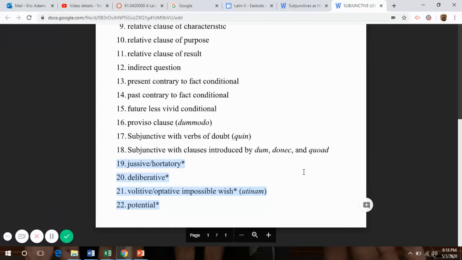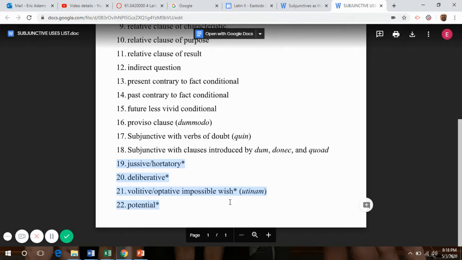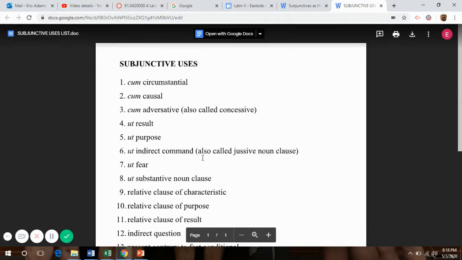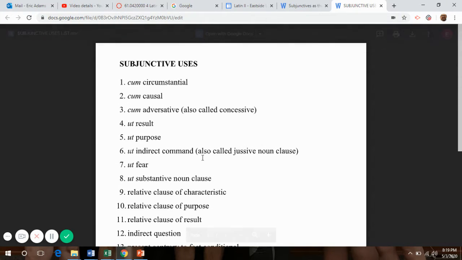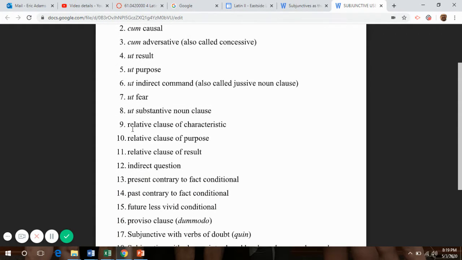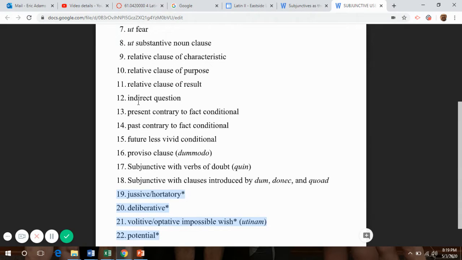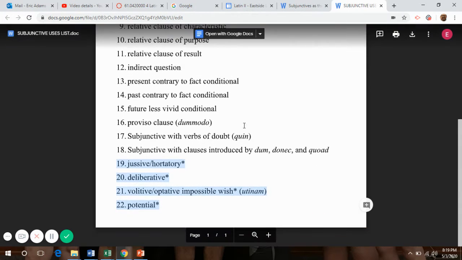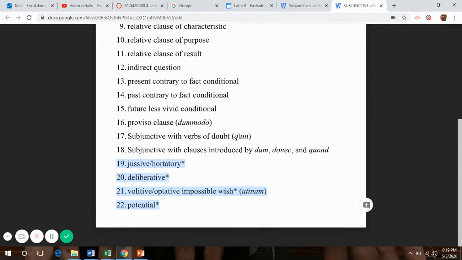All right, now we begin to talk about some of the uses that you will find for a subjunctive when the subjunctive verb is actually the main verb. Previous to now, all of these clauses, 1 through 18 that we have seen, are subordinate clauses, which means that they require subordinating words, whether that would be a cum or an ut or qui quae quod or questiony word. They all, or dumodo, provided that, quin, that, dum donec or quoad, they all then are subordinate. But now we have these four uses that are not subordinate.